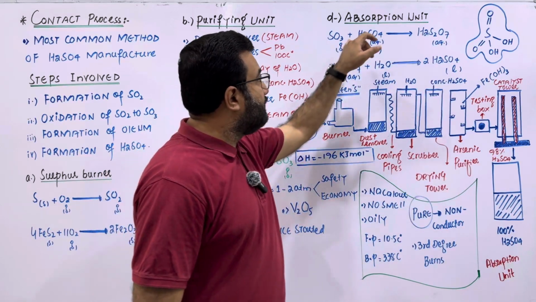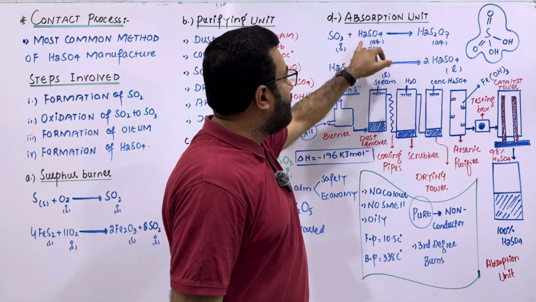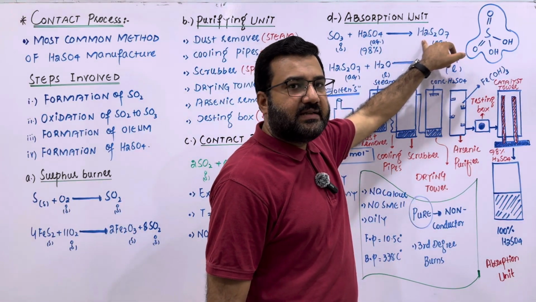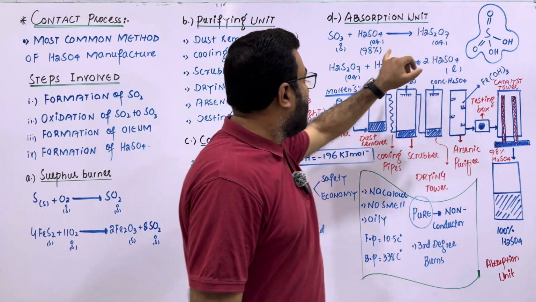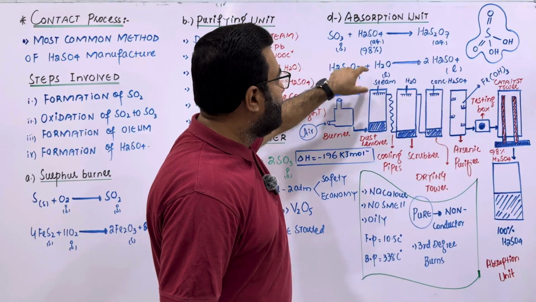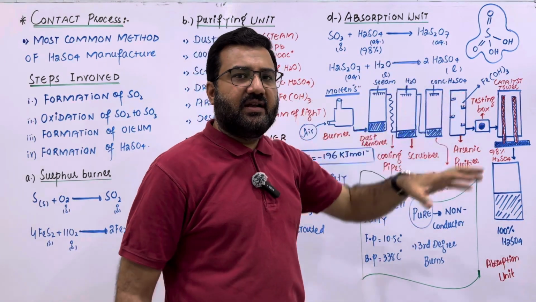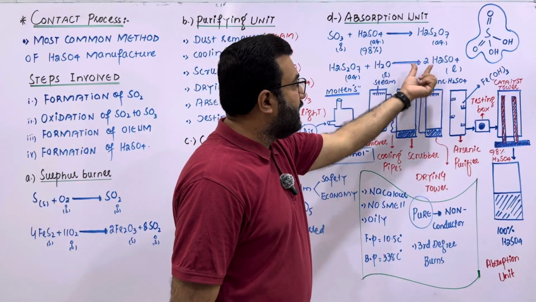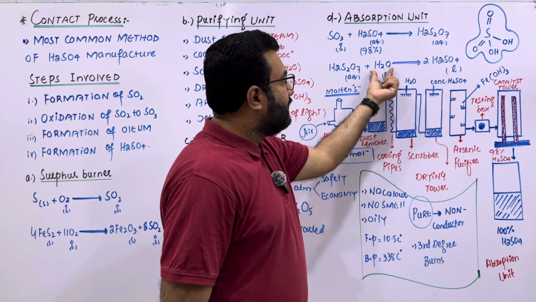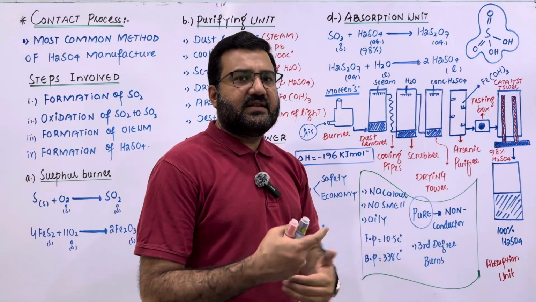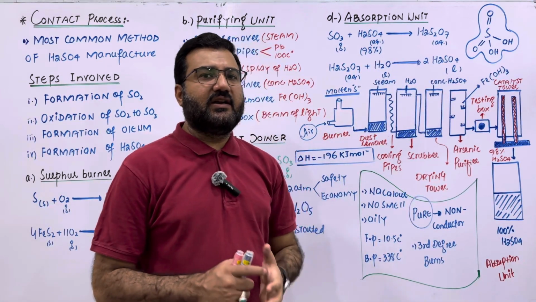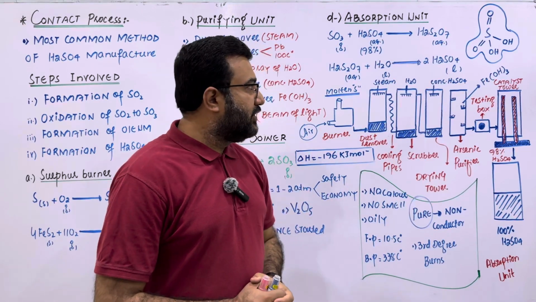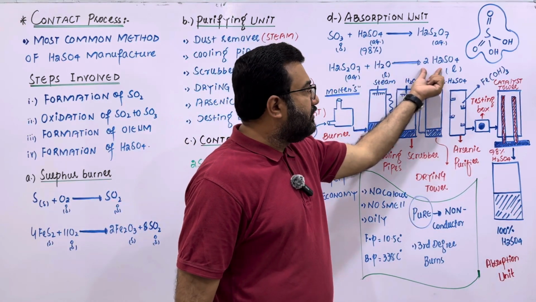Rather, in the absorption unit, the SO3 is dissolved in 98% H2SO4, and you will get pyrosulfuric acid, which is also called oleum. Then this pyrosulfuric acid is dissolved in water to get H2SO4 of any concentration. If you use more water, dilute H2SO4 will be produced. If you use lesser water, concentrated H2SO4 is produced. And in the contact process, usually concentrated H2SO4 is produced. So in this way, the H2SO4 can be produced.